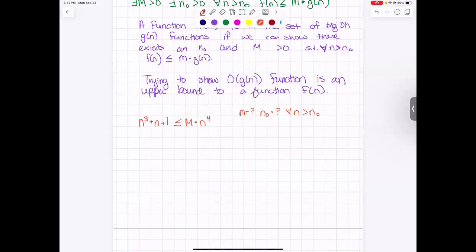We know that if we pick an n naught greater than 1, so we stay in that positive integer space, then we can say that 1 is going to be less than n, which is less than n squared, which is less than n cubed, which is less than n to the 4. So as long as n is greater than 1, those are things that we can say.